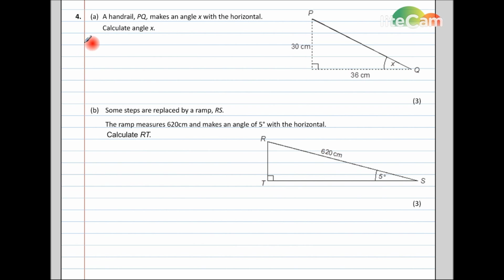Question 4. Part A. A handrail PQ makes an angle X with the horizontal. Calculate angle X. So we have a diagram here. We've got the base of a triangle, which is 36. We've got the height is 30, and we're trying to find this angle. Okay, so it's a right angle triangle. We know two sides. We're trying to find the angle. We're going to use SohCahToa.